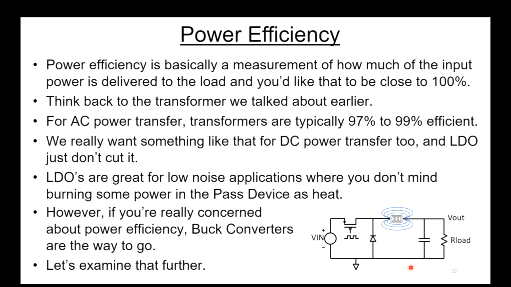Think back to that transformer example we talked about earlier. For AC power transfer, the transformer was typically like 97, 99% efficiency. We really want something like that for DC power transfer too, and LDOs just don't cut it. LDOs are great for low noise applications where you don't mind burning some power in the pass device as heat. However, if you're really concerned about power efficiency, bucks are the way to go. So let's go ahead and examine this a little further.